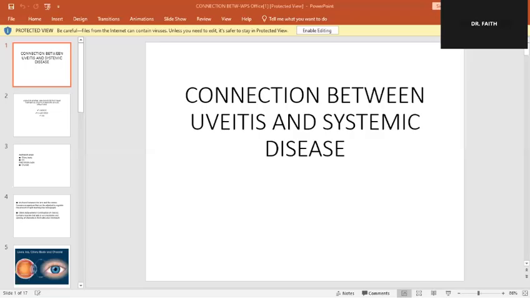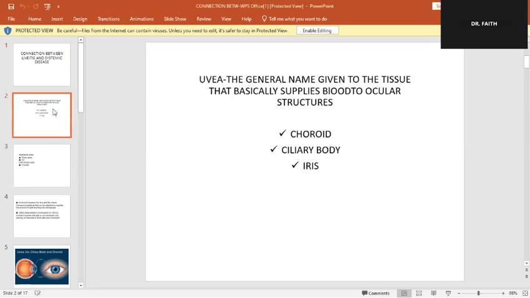will see a significant connection between the eye and the entire body. So go to the next slide kindly. The next slide. Thank you. So we'll first look at the structure of the uvea.